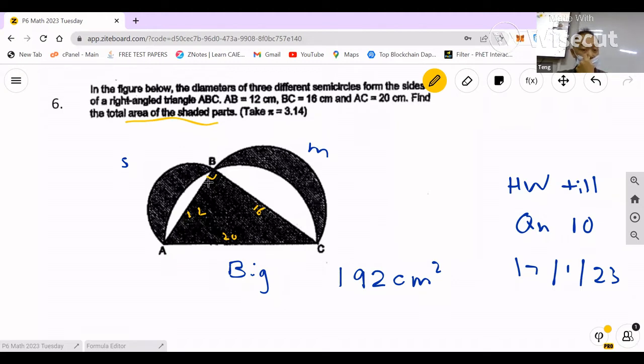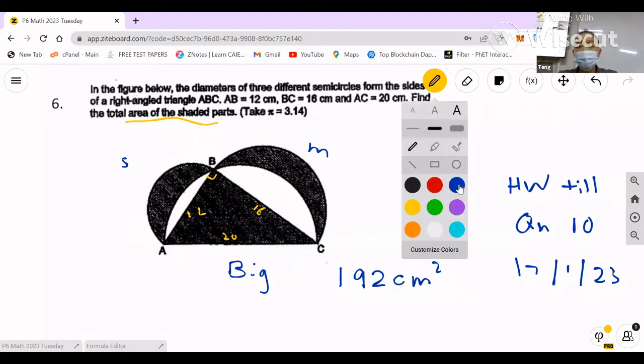So the idea is you gotta find the white color part. So how to find the white color part? Take the big semicircle minus the triangle. Then you can find the white color part. You got that? Then after that, you take the area of the 2 semicircles minus the white color part plus the triangle, and you're done. That's the whole idea, right?